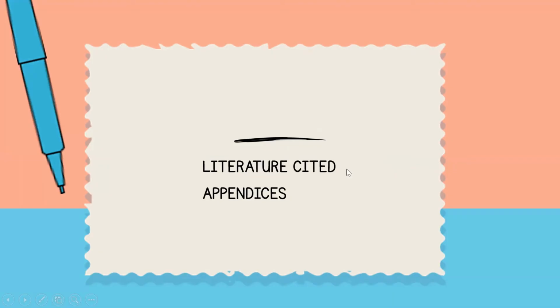Literature cited is very easy because it is the bibliography, which is in APA format. Then you copy and paste that in Google Scholar. And then the appendices, this is where you put the questionnaire, the raw data, the list of the sample, and the letter you have used for data collection. You will put that in appendices. So I guess that's all.